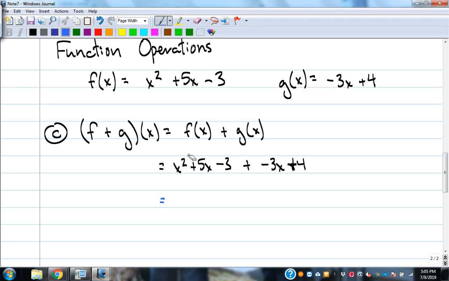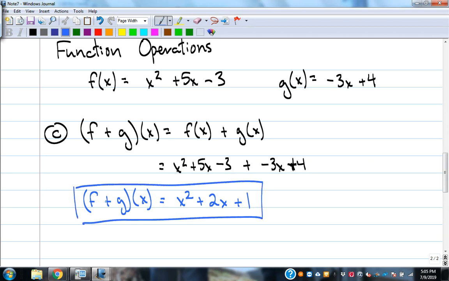So I want them in descending order at the end. So x squared, there's nothing else like it, so I'm going to put it down. 5x plus negative 3x would be 2x. Negative 3 plus 4 would be plus 1. And there I have found the function, the sum of the two functions, I guess is the best way to say that. Now, if I'm asked for the domain of that, I look for red flags. Are there any red flags in that answer?